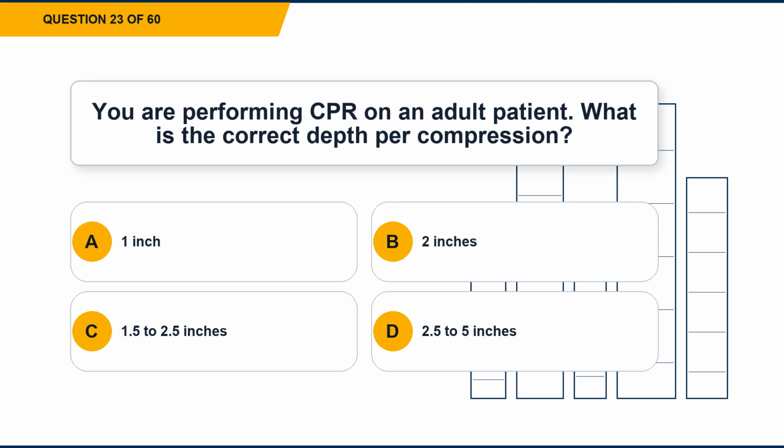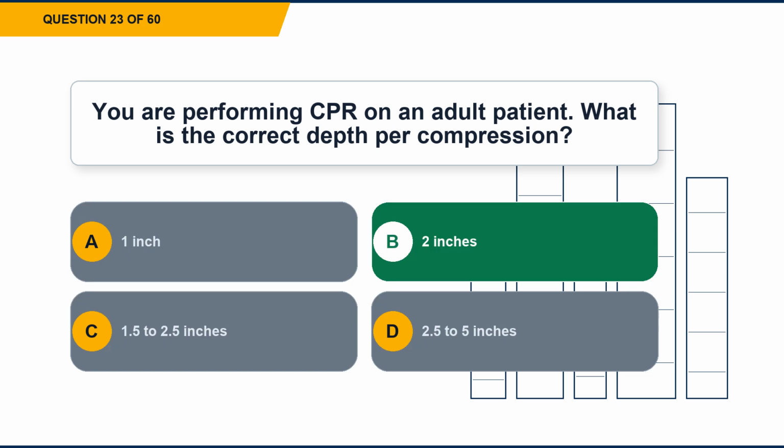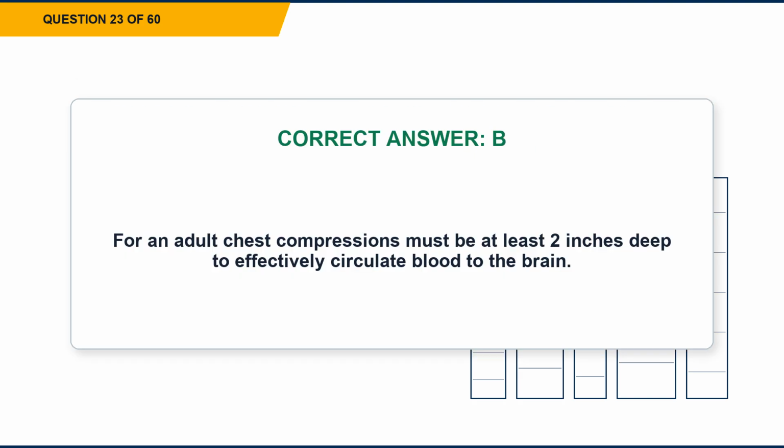Question 23. You are performing CPR on an adult patient. What is the correct depth per compression? Option A. 1 inch. Option B. 2 inches. Option C. 1.5 to 2.5 inches. Option D. 2.5 to 5 inches. The correct answer is option B. 2 inches. Explanation. For an adult, chest compressions must be at least 2 inches deep to effectively circulate blood to the brain.